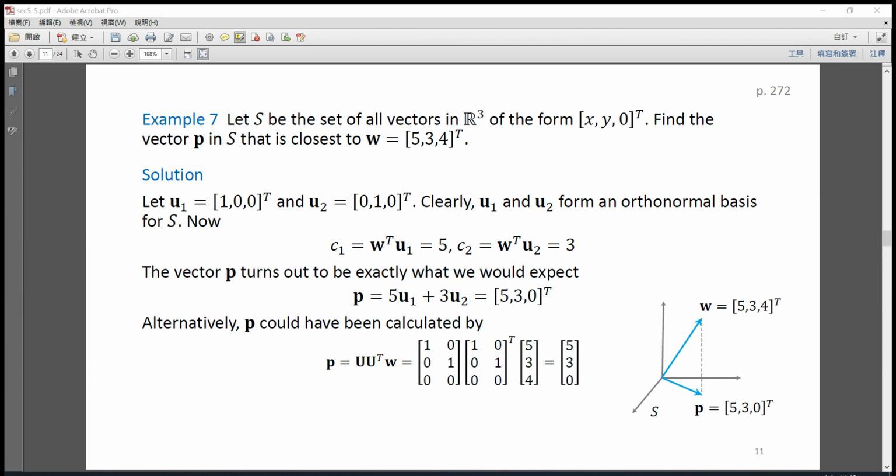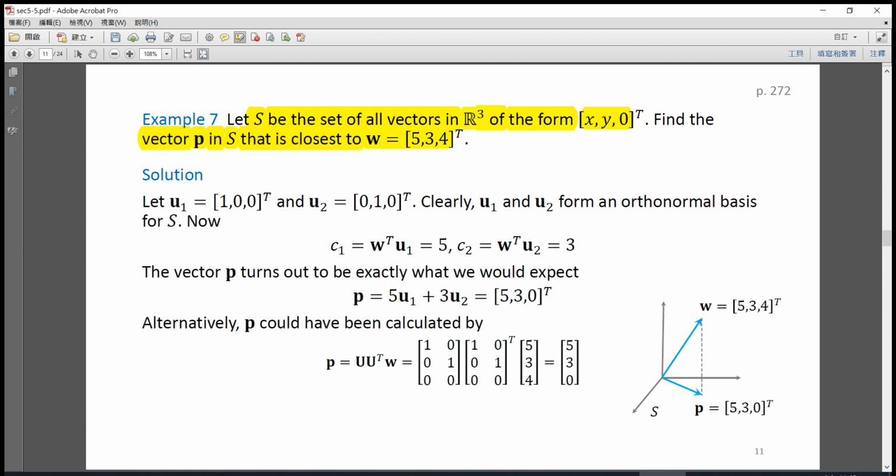Next, we use Example 7 to illustrate Theorem 5.5.7 and Corollary 5.5.9. Let S be the set of all vectors in R3 of the form x, y, 0. That is, S is the xy plane in R3. Let vector W be 5, 3, 4. We want to find vector P in S that is closest to W.